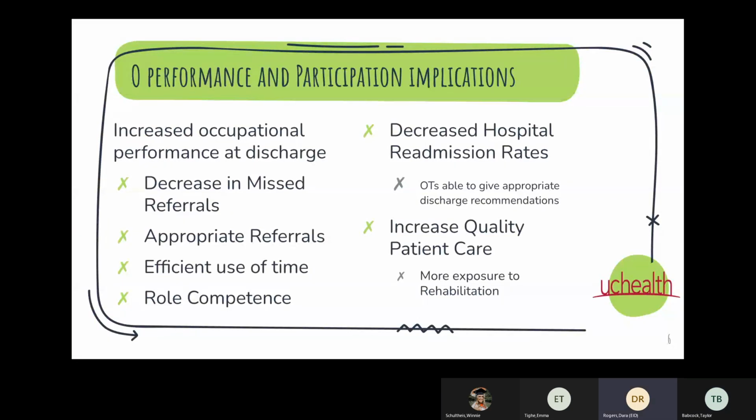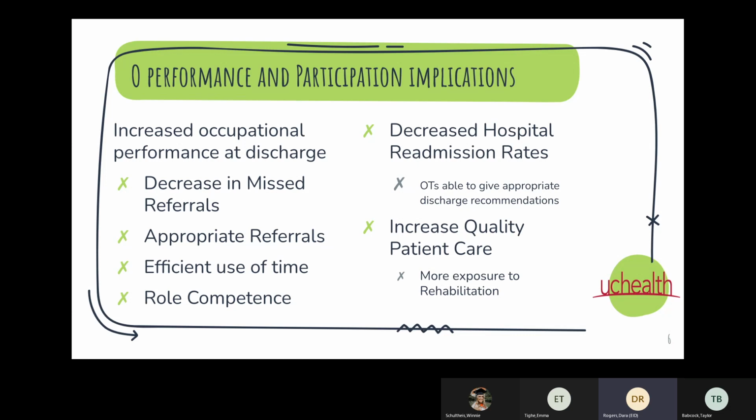Now I will be discussing the implications for occupational performance and participation in the people our need serves. The consequences of not addressing the needs could lead to missed referrals as well as inappropriate referrals from nurses and doctors. Without a streamlined referral process, this could lead to inefficient use of time, resulting in occupational therapists using important time during their workday evaluating patients who do not need OT services.